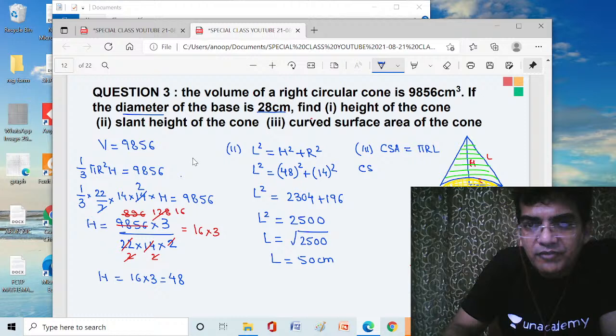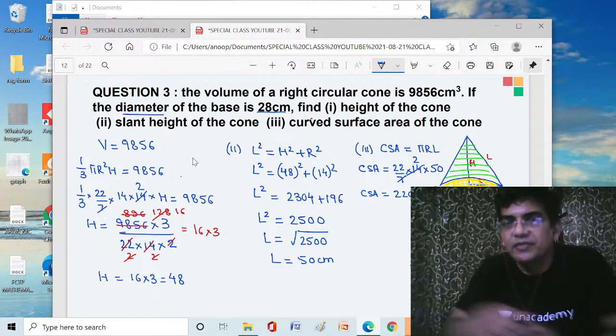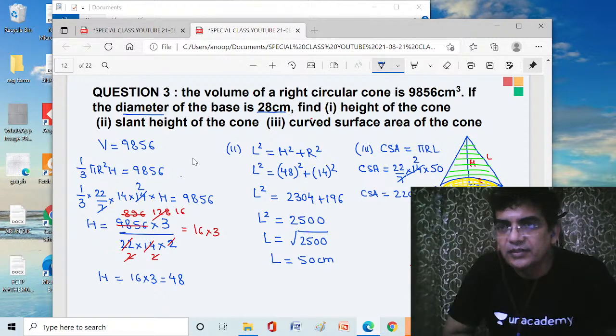So pi will be replaced by 22 by 7. Radius, how much is the radius? Here radius is 14, and the slant height we have calculated as 50. So 7 goes 2 times. So this will give you curved surface area is equal to 2200 centimeter square. So this will be the curved surface area. Just see this. Hope this is clear to you now.